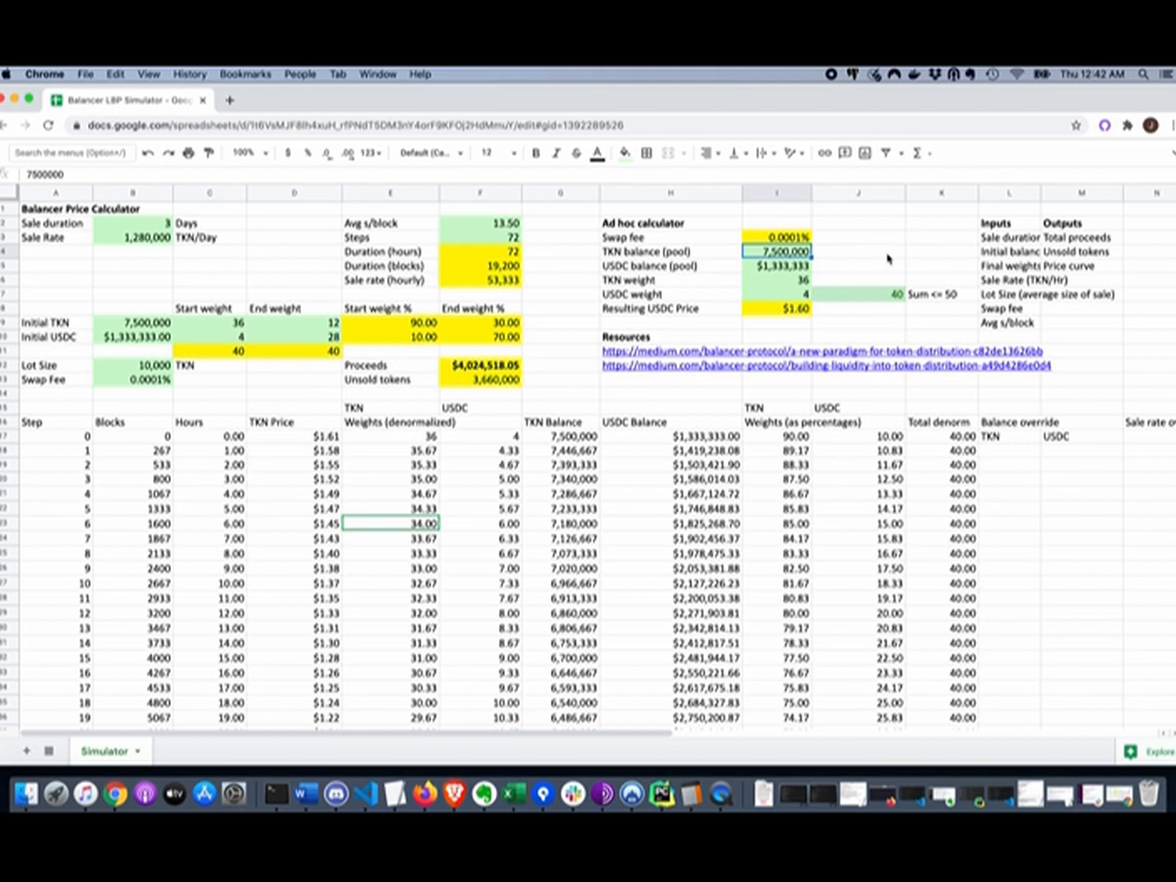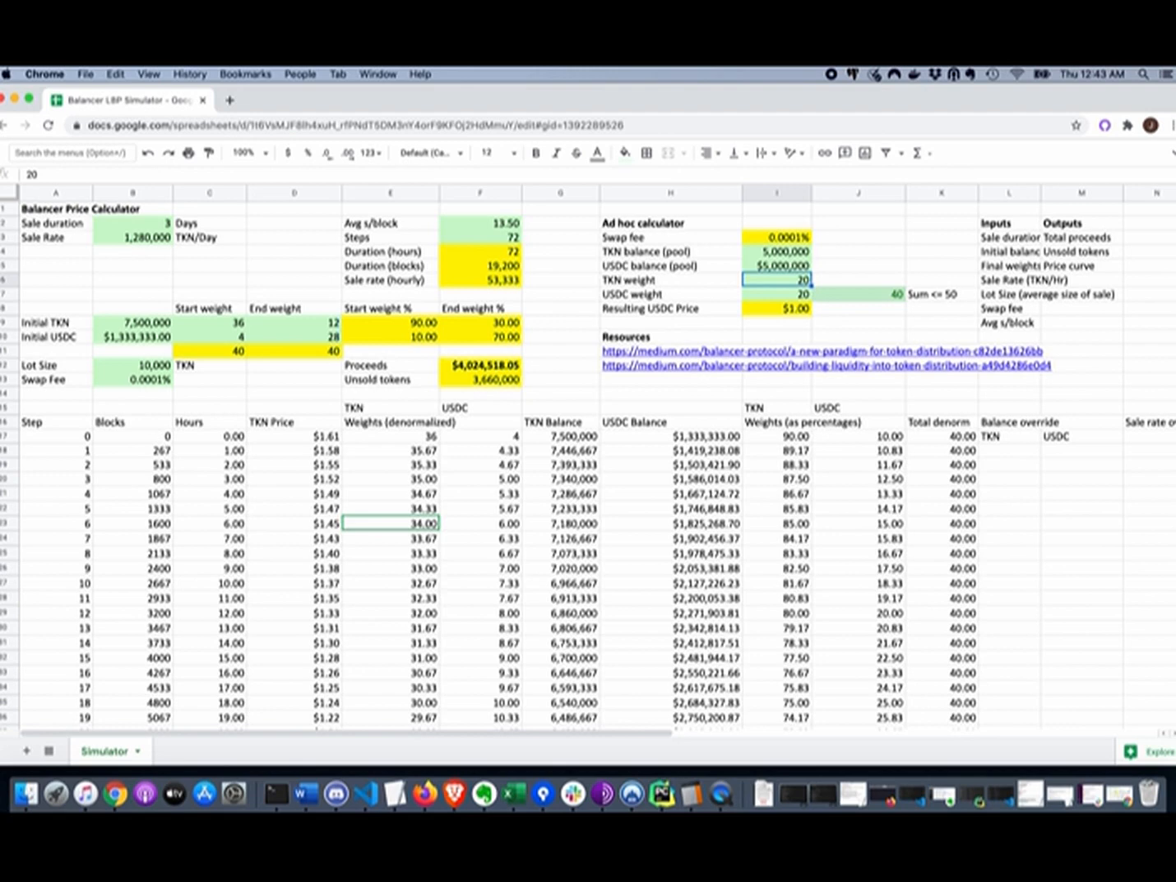So you type in 5 million here. Now, in a Uniswap pool where you can't change the weights, they'd be 50-50. So if both weights are the same, that's the same as a 50-50 pool. So you can see that if you wanted to sell 5 million tokens at $1, you'd need $5 million.